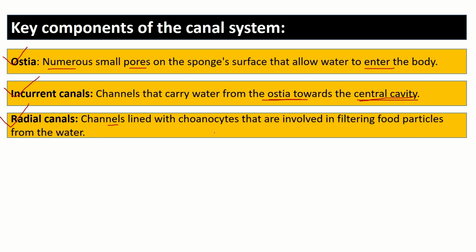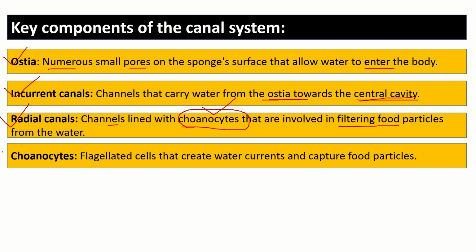These are channels lined with a special type of cells called choanocytes that are involved in filtering food particles from the water. With the incoming water, through the ostia and incurrent canal, some food material also comes into the body of the organism. At that time, the filtration of food particles takes place with the help of a special type of cells called choanocytes. These choanocytes are found in the radial canals.